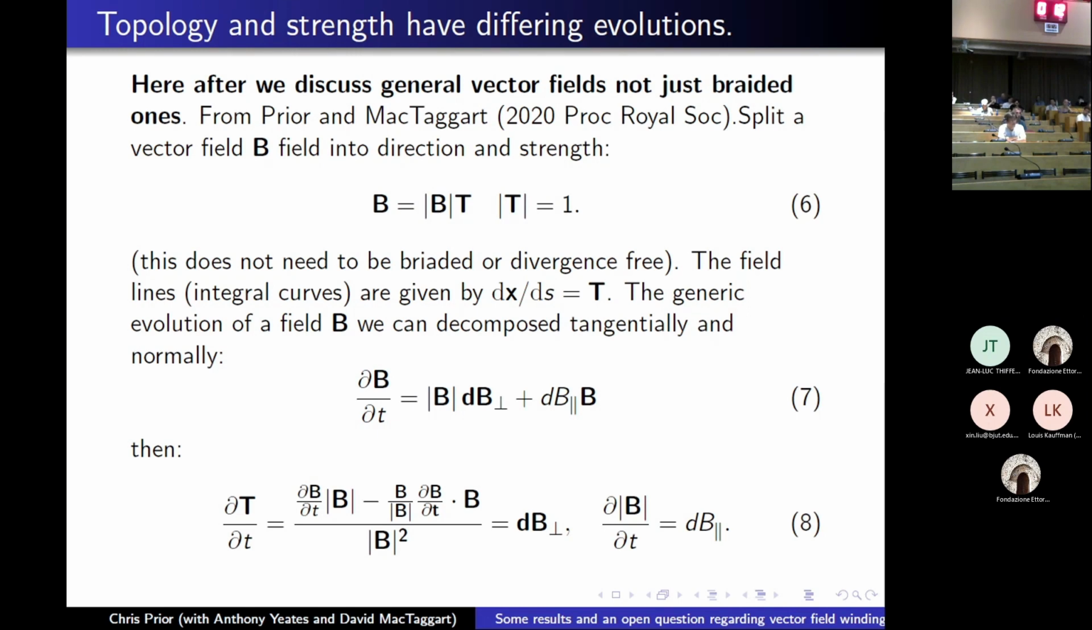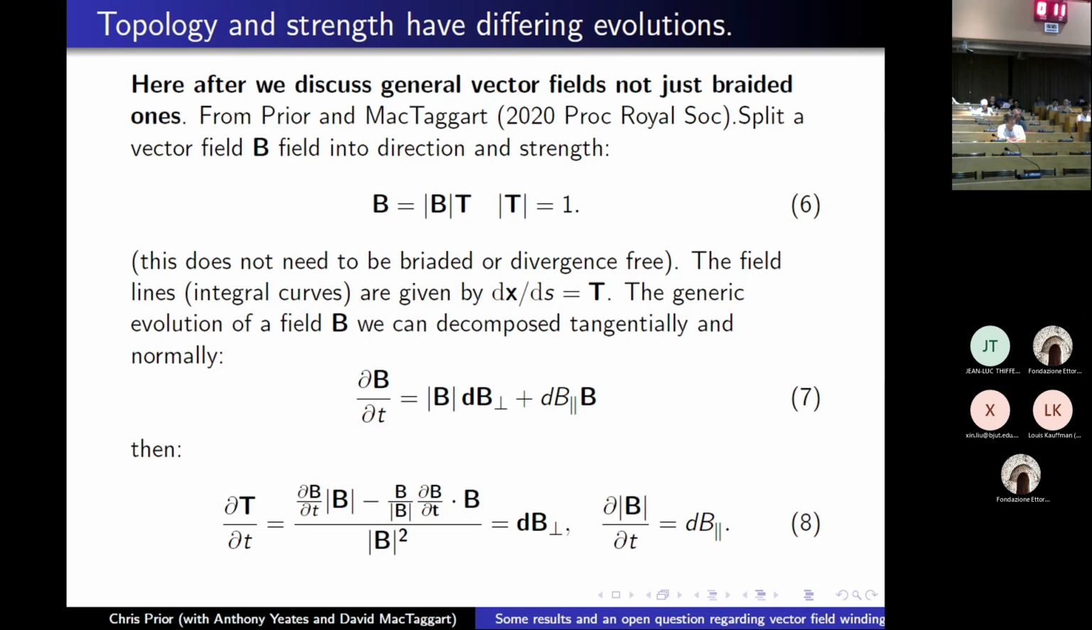I'm then going to assume just an arbitrary evolution of this field. This is not specific to any particular physical model. I'm just saying the field will change. Part of its change will be directed along the field direction itself, and the rest of its change will be perpendicular to that. Just simply saying we've got to break this thing into two parts.